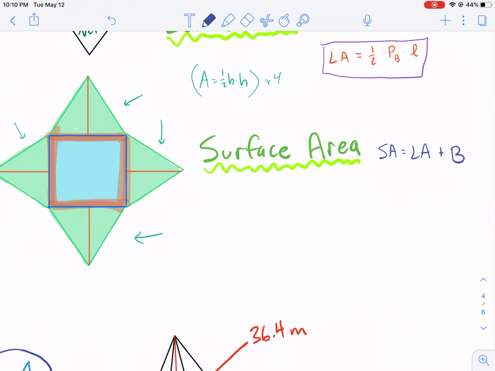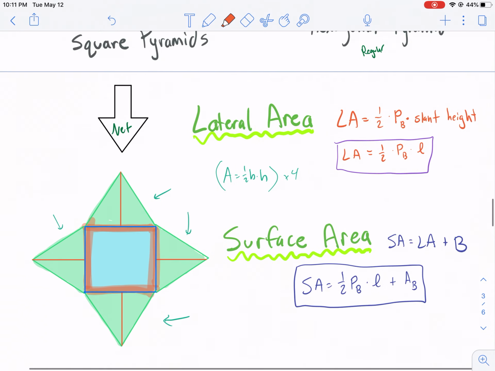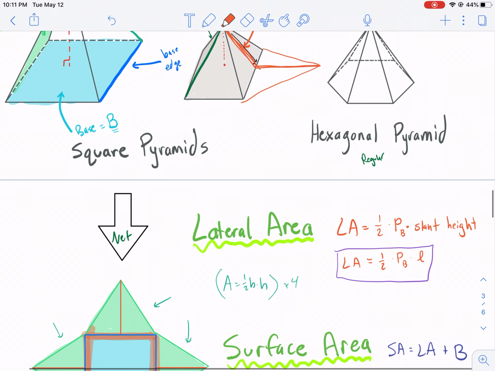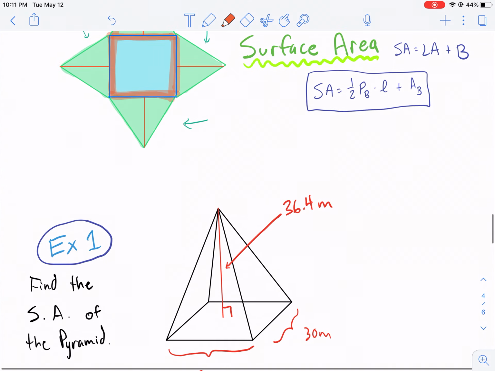So if we were going to write this all out, it would be surface area equals 1/2 the perimeter of the base times the slant height plus the area of the base. Or I could write just big B, but I kind of like this better. We'll go with this. The reason I don't have a specific designation for the area of the base is because it could be a triangle, a rectangle, or a hexagon. There are all different types of bases, so it's case by case what you're going to use.